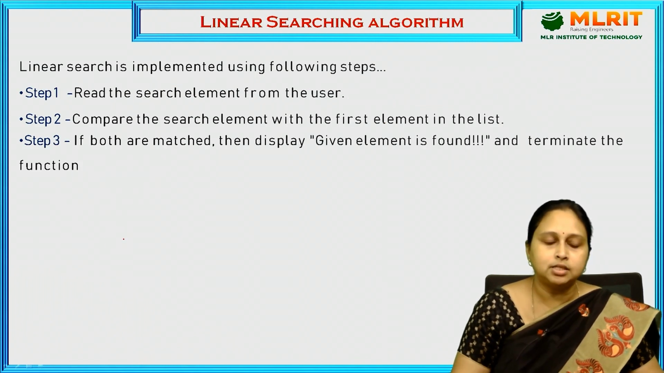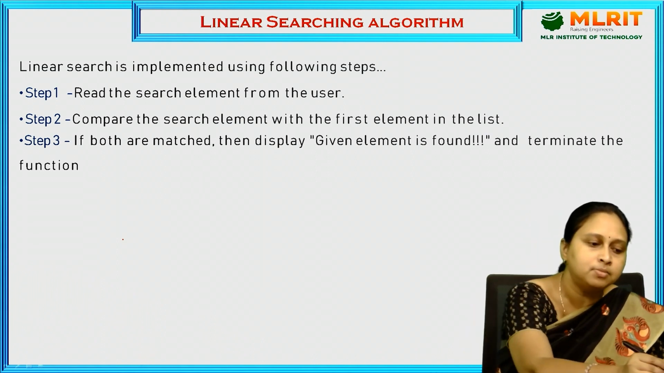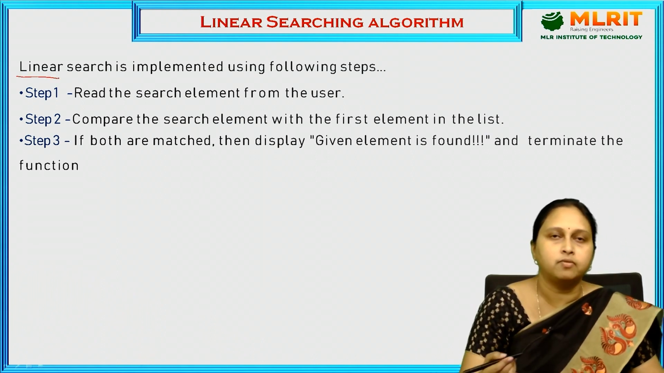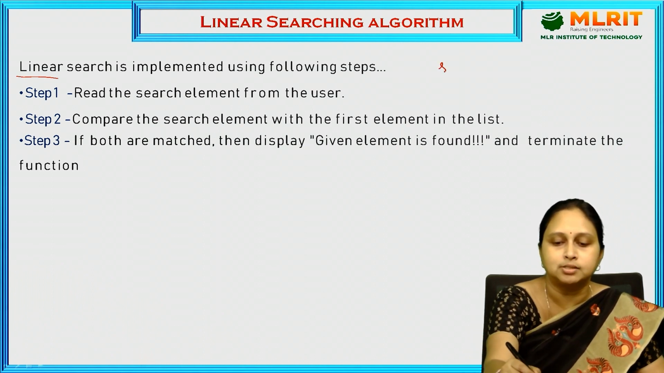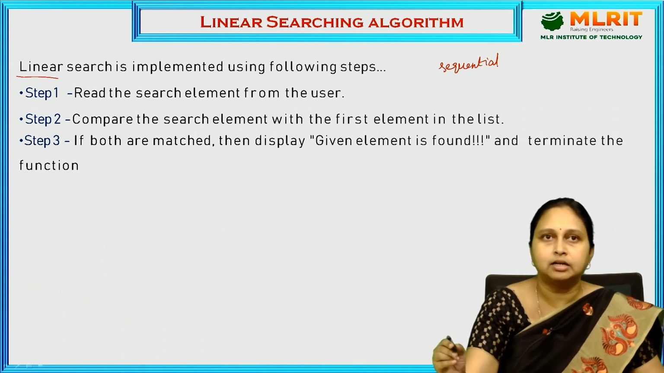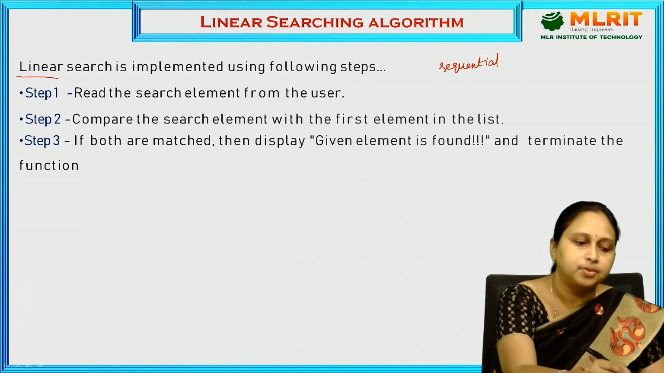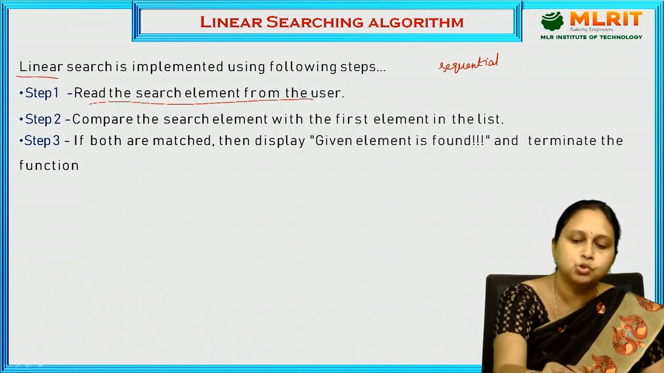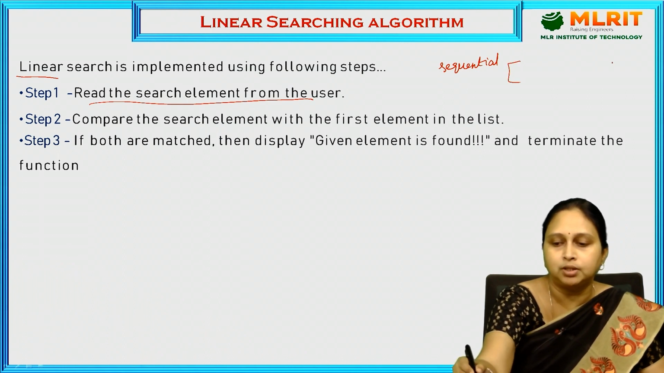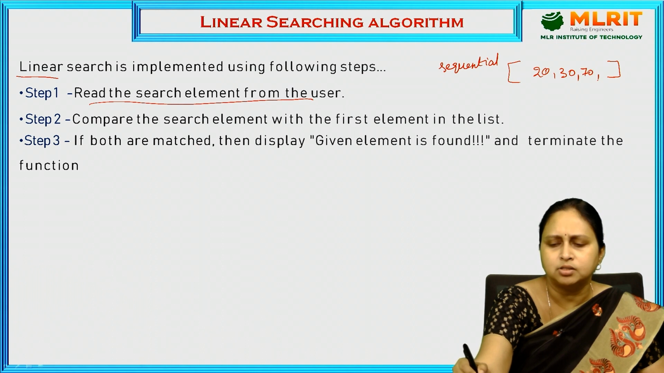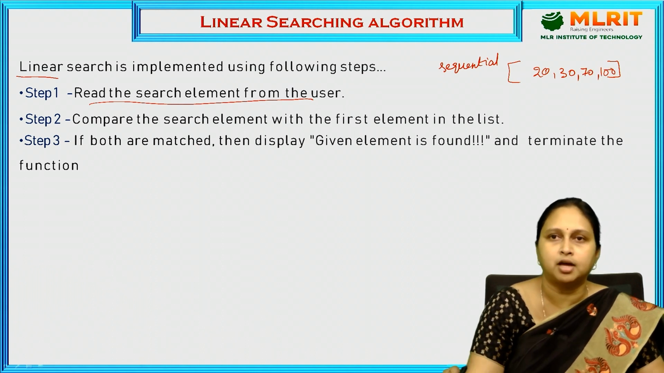Here we will be seeing the algorithm, how we are going to perform the linear search. Linear search can also be named sequential search, that means in a continuous way we are going to search. What are the steps that we require in performing linear search? Step 1: first, we are going to have a list of elements, as I have shown you in the example, 20, 30, 70 or 100. These are the elements.